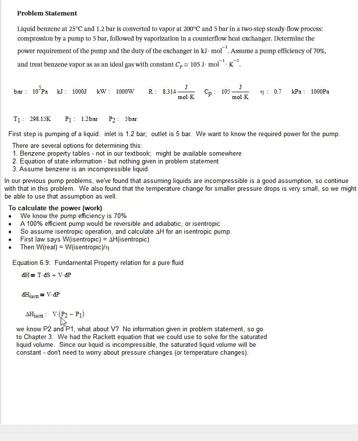The problem is we know what P2 and P1 are. We don't know what V is. How do we find V? Well, there's no information in the problem statement that just gives us the value of V. So what we're going to do is go back to chapter 3.